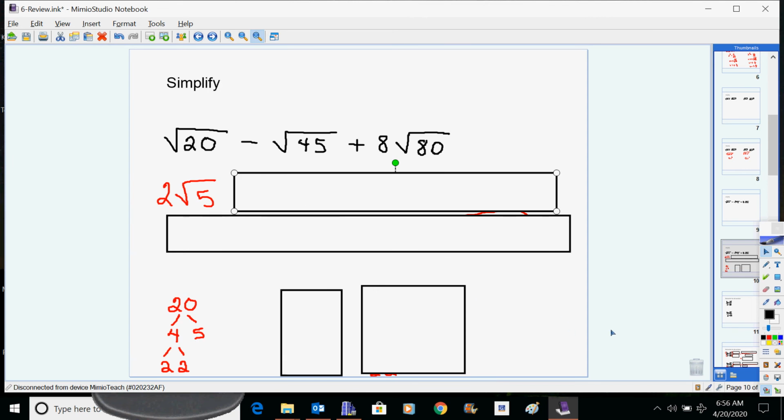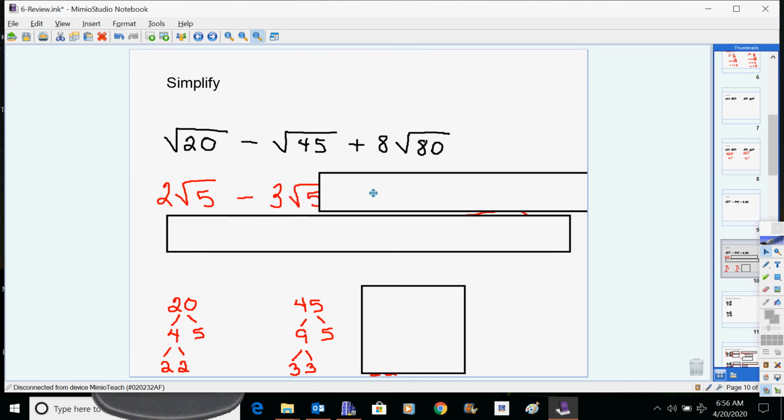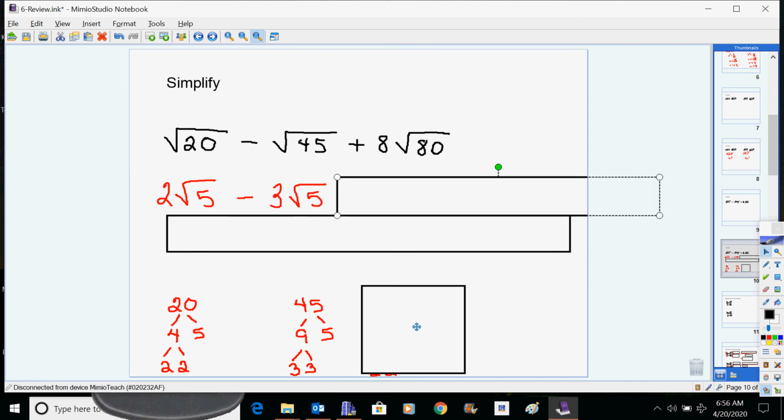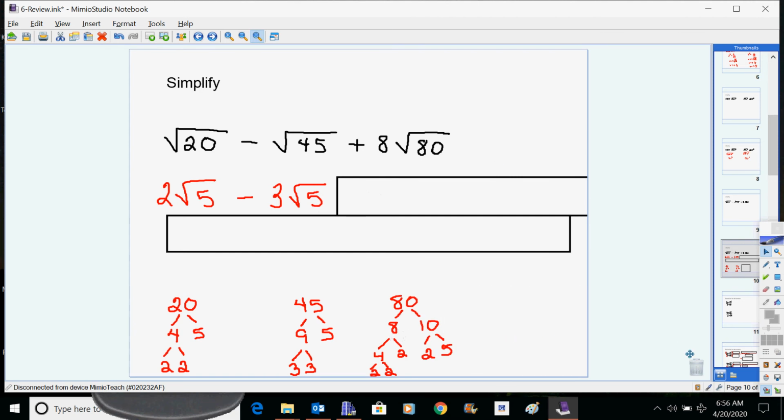If you need a longer explanation, please go back and watch the appropriate video for these. All right, so square root 45, we factor that out. We have a pair of 3's, so a 3 comes out. The 5's left by itself. And square root of 80, when we factor that out, we have a pair of 2's and another pair of 2's. That would be 2 times 2, which would give you 4 square root of 5.